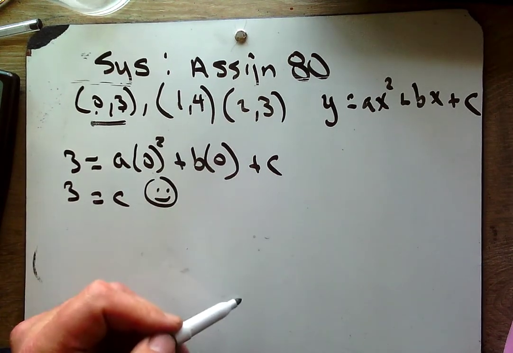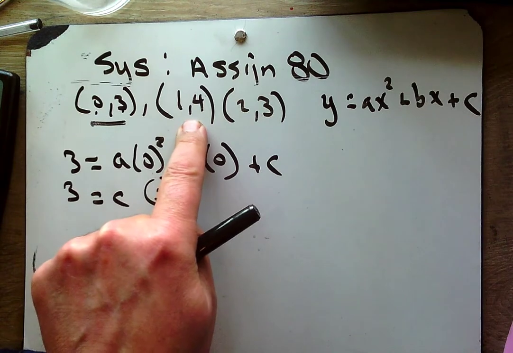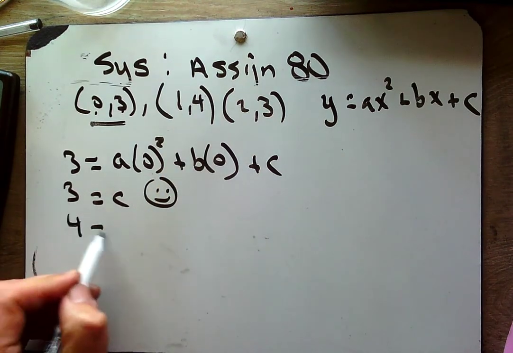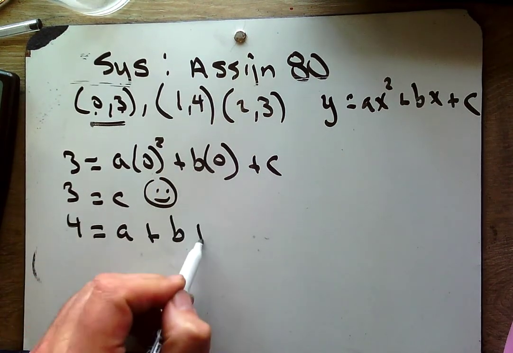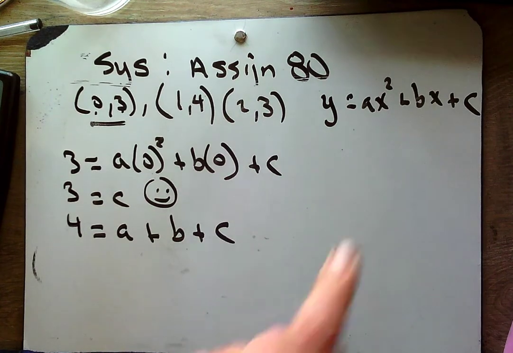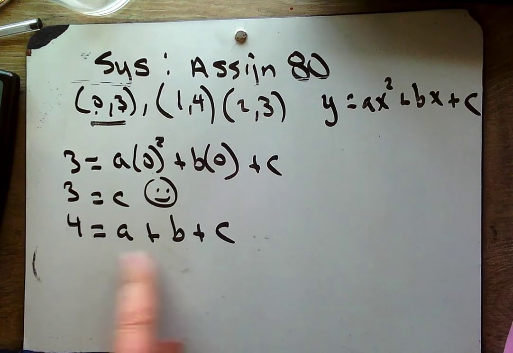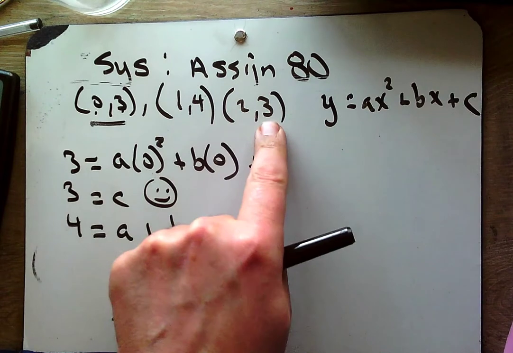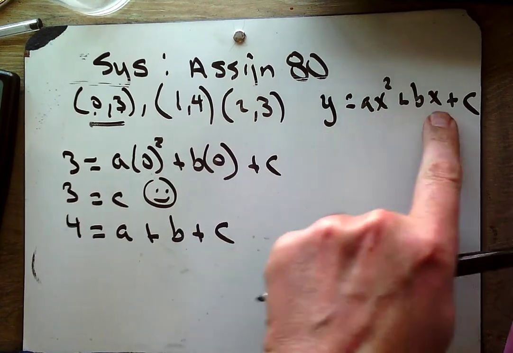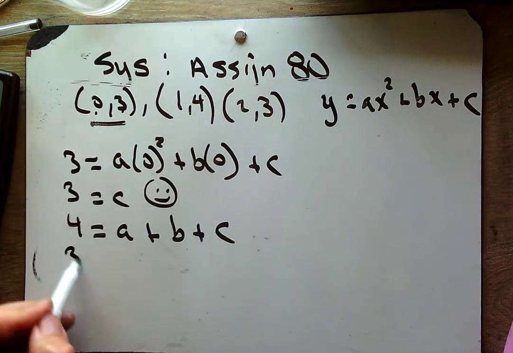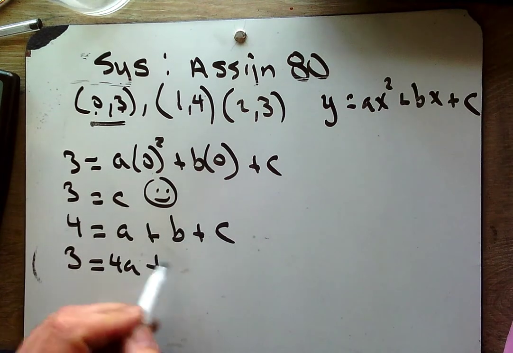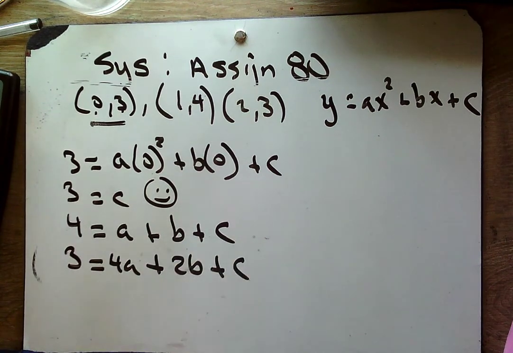That's happy. Now let's plug in 1, 4. So I'm going to have 4 equals a plus b plus c, because I plugged a 1 in for those x's. And let's plug in 2, 3. So I'm going to have a 3 here, and 2's go in here. So 3 equals 4a plus 2b plus c.